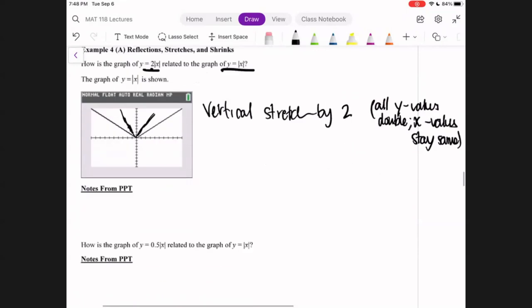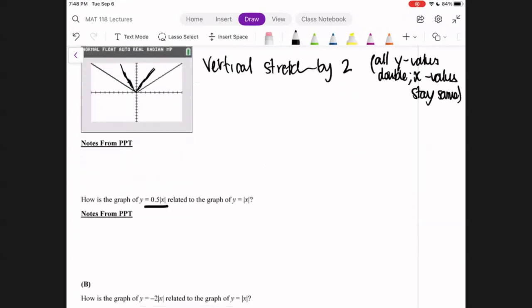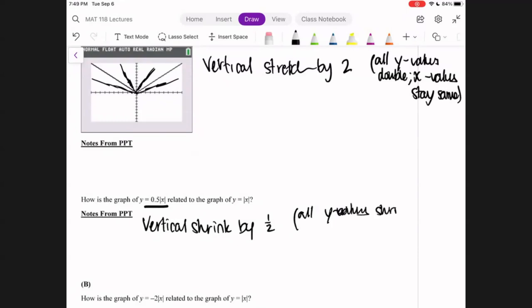It'll be more stretched vertically. And likewise, what do you think this one's going to do? It's going to shrink it vertically. So it's going to look a little bit shrunk, somewhat like this. So vertical shrink by 1/2. Okay, so we're shrinking all the Y values by a half. Okay, so all Y values shrink by 1/2, and the X values stay the same.